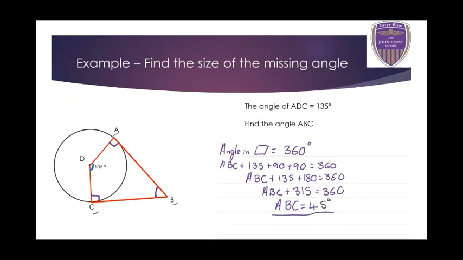So again, we're using rules from the first circle theorem of the lesson to help us find these missing angles in these diagrams. So 45 degrees. Now let's look at one more example.